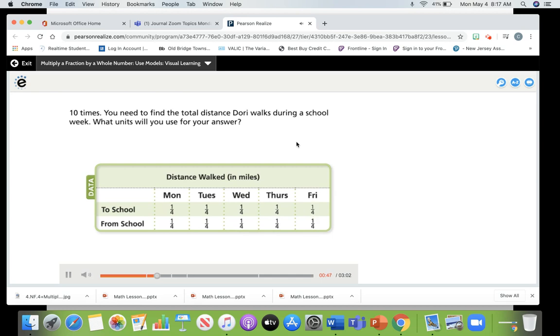You need to find the total distance Dory walks during a school week. What units will you use for your answer? You will use miles. You can use addition or multiplication to solve this problem. Why can you use multiplication to solve the problem?